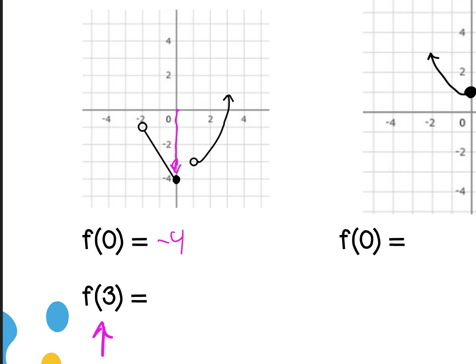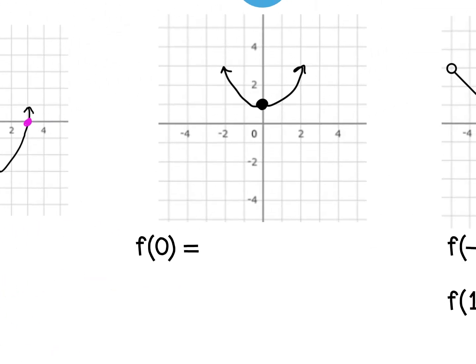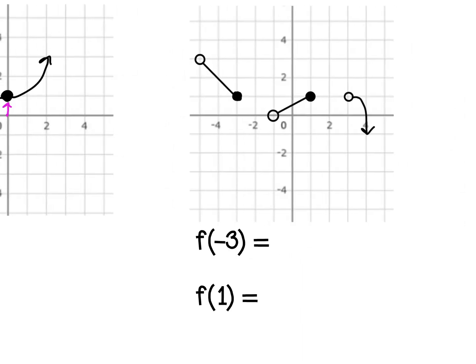So f of 3, that means you go over here to 3. What is the y value? It's 0. Good. And here, f of 0. So go right here to 0 on the x-axis. What's your y value? 1. Good. F of negative 3. Okay, so go over here to negative 3. What's the y value? 1. Whoops, put it in the wrong spot. Go to 1. Oh, jeez. Sorry, I went over here. Negative 3 is 1. Good. And then f of 1, it's 1. Good. I'll do the domain and all that stuff at the end.